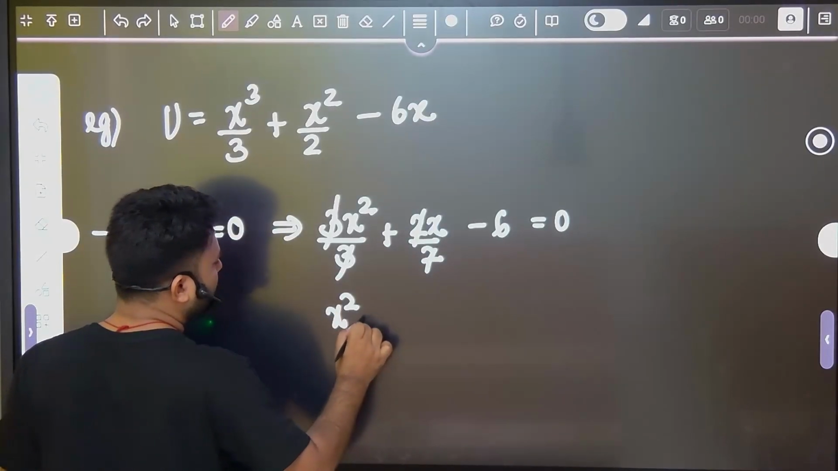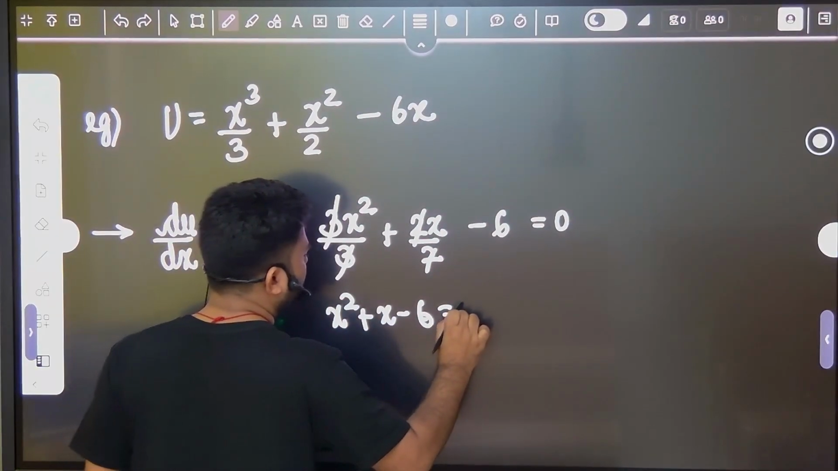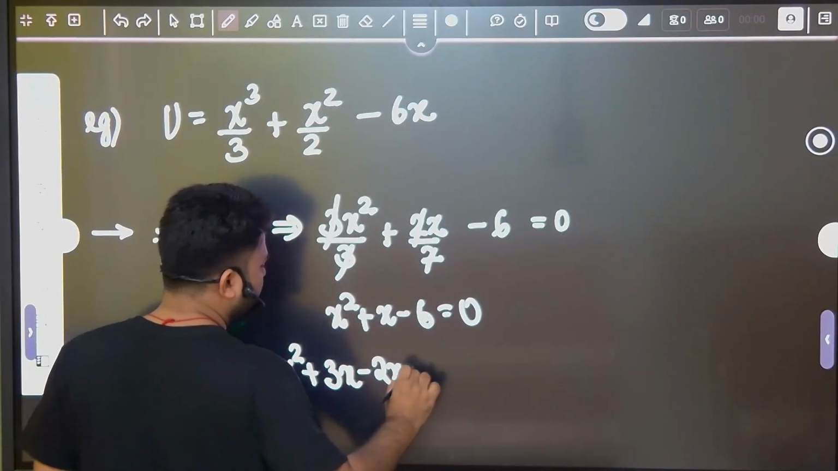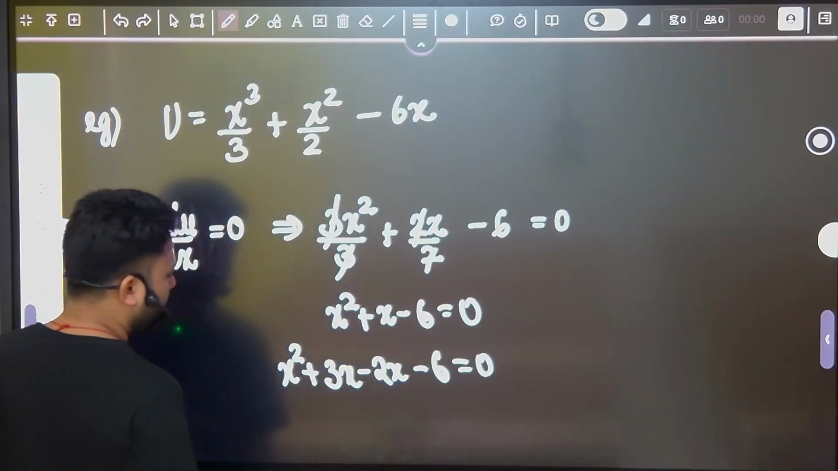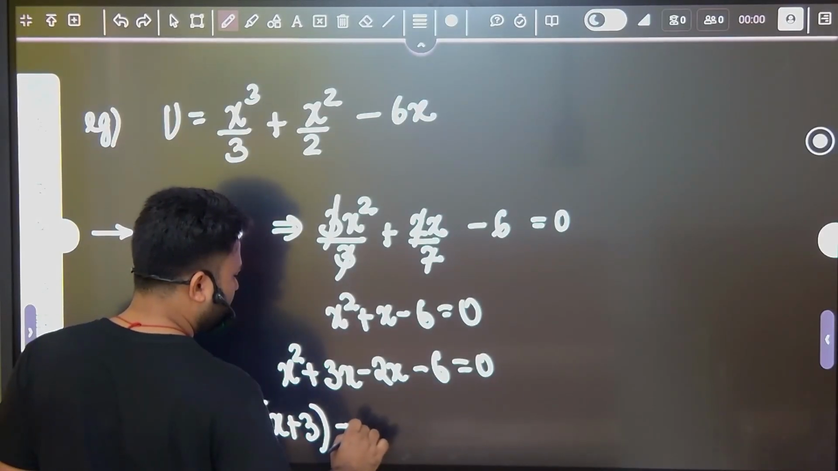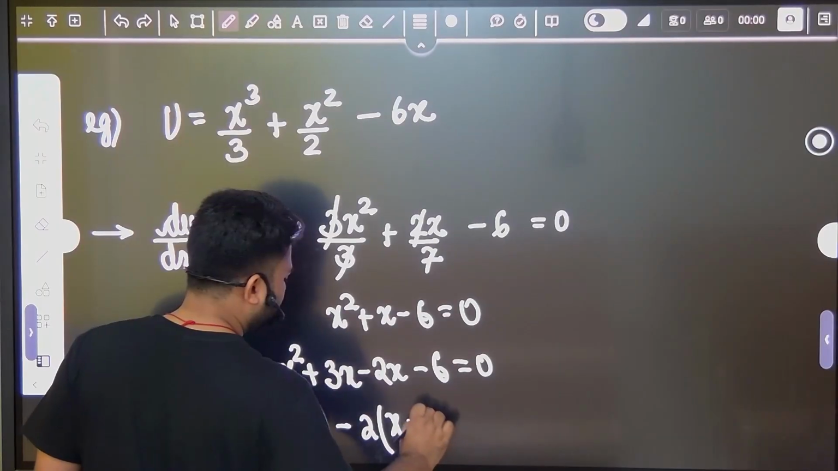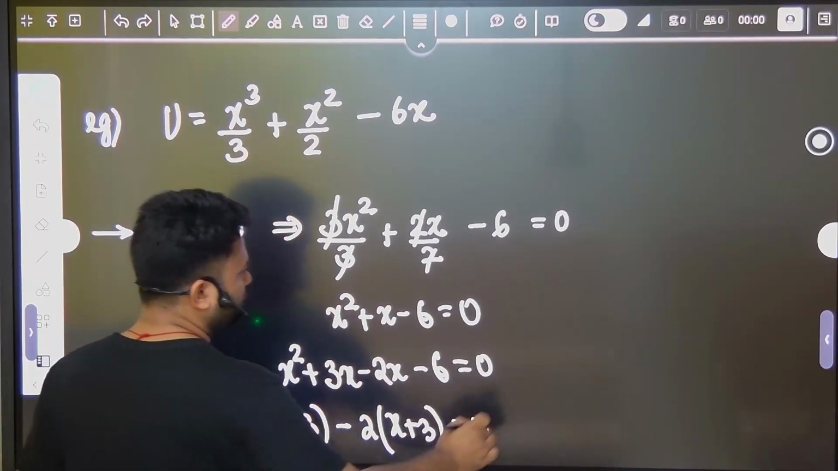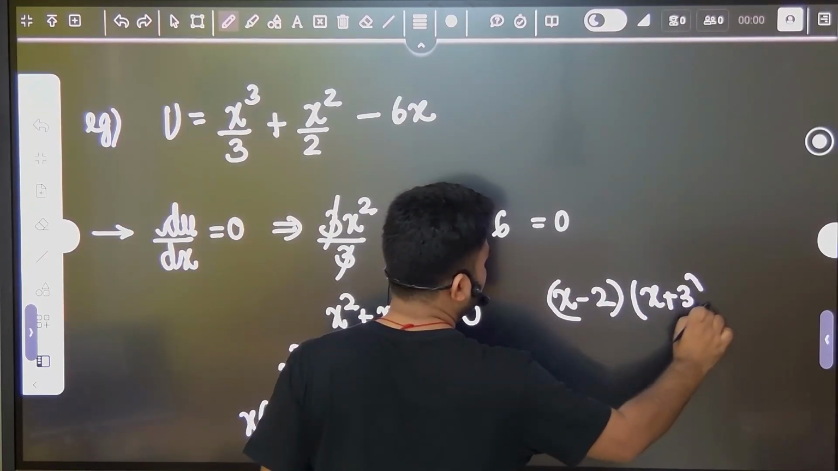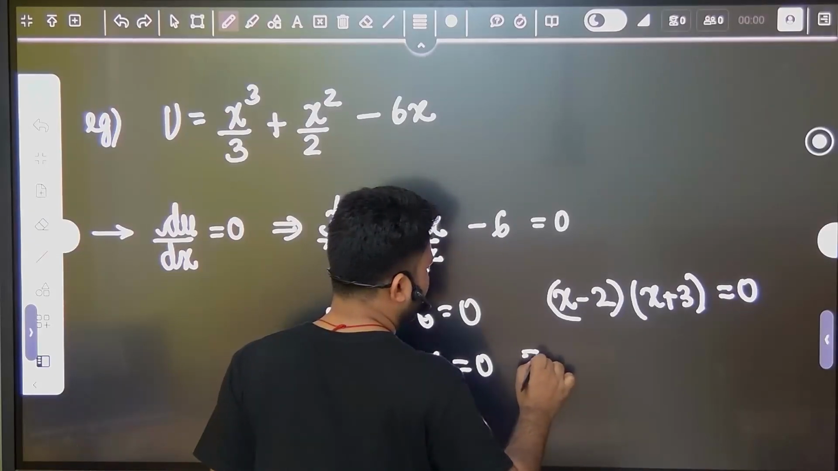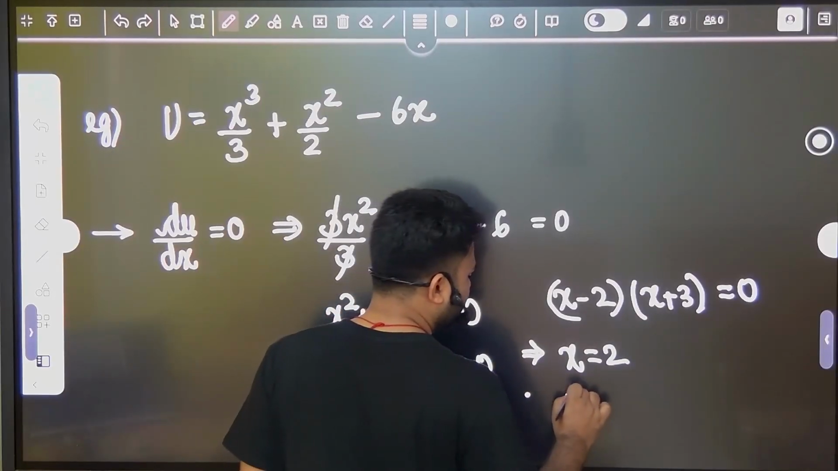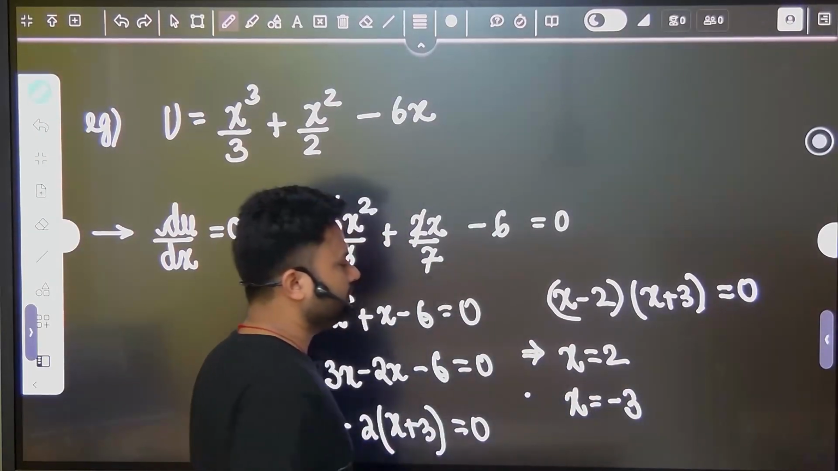So what we are getting, x square plus x minus 6 equals to 0. So you can write x square plus 3x minus 2x minus 6 equals to 0. So you can take x plus 3 common: x (x plus 3) minus 2 (x plus 3) equals to 0. From here what you are getting, (x minus 2)(x plus 3) equals to 0. So from here what values of x you will get? You will get x equals to 2 and another x equals to minus 3.